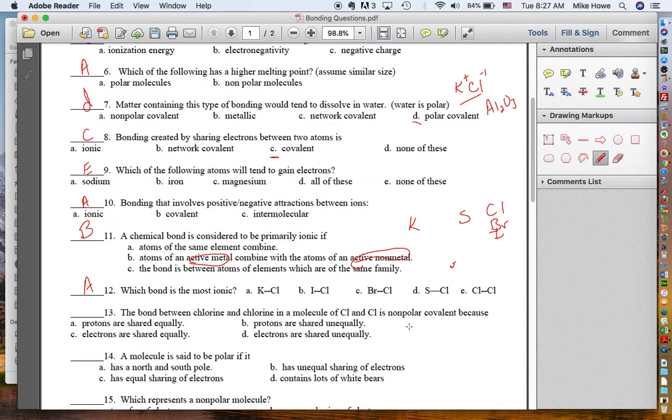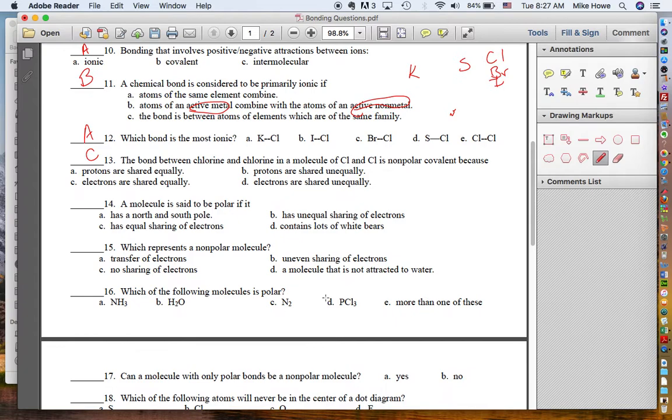13, the bond between the chlorine and chlorine is nonpolar. And that's because the electrons are being shared equally. Not unequally, but equally. Nonpolar covalent. A molecule is polar. Polar means having a positive and negative pole, like in HCl.